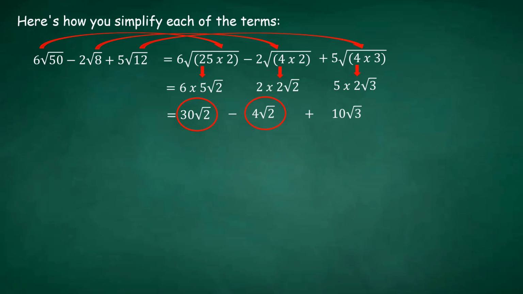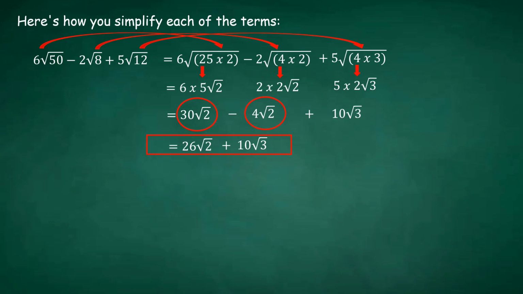The two coefficients of square root of 2 are 30 and 4, so 30 minus 4 is 26. Then the expression becomes 26 square root of 2, and then bring down the 10 square root of 3. The final answer is 26 square root of 2, plus 10 square root of 3. Since they are not the same radicals, we can't add or subtract the coefficients.